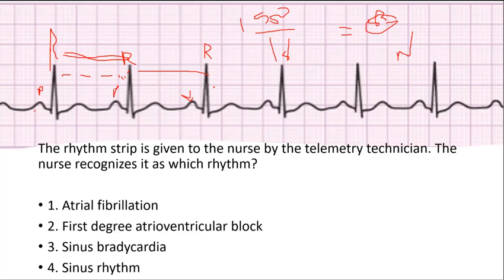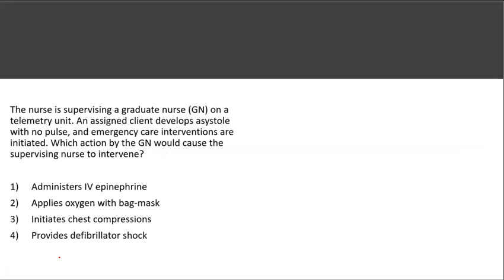And you also want to look at our QRS complex. The width of the QRS complex shouldn't be more than 3 small boxes. If it is within 3 small boxes, we say it is narrow. So again, all of the QRS complexes on this rhythm strip look to be within 3 small boxes. And those are normal findings that you will see in a normal sinus rhythm. So number 4 is our correct answer.